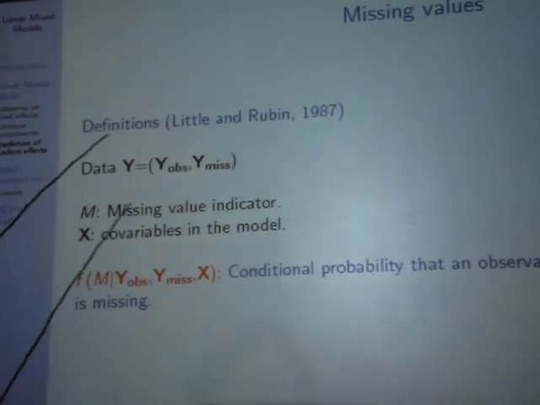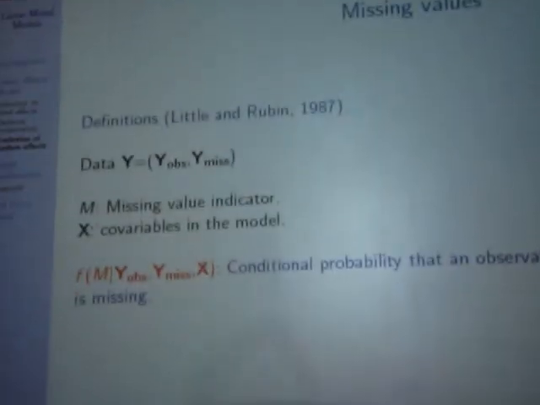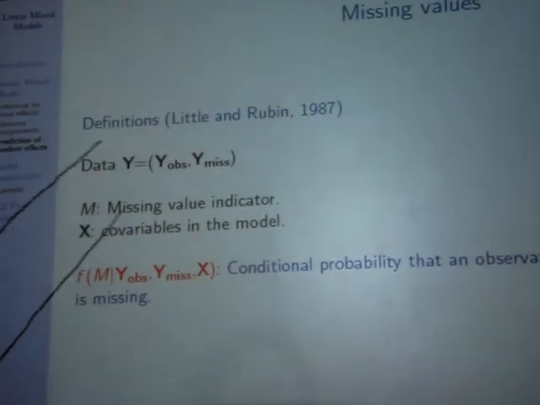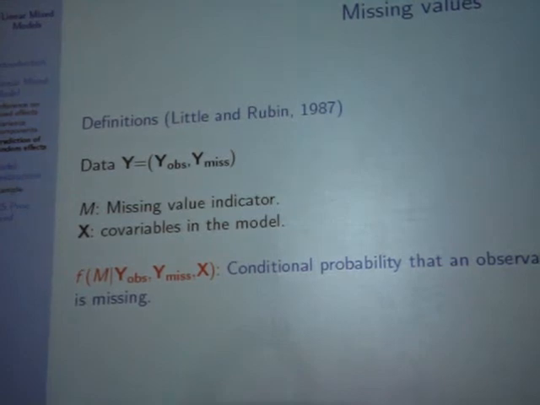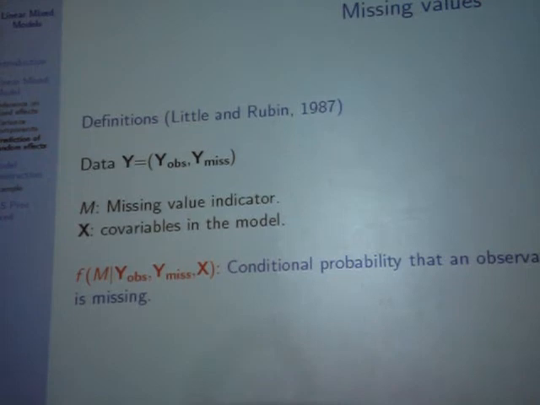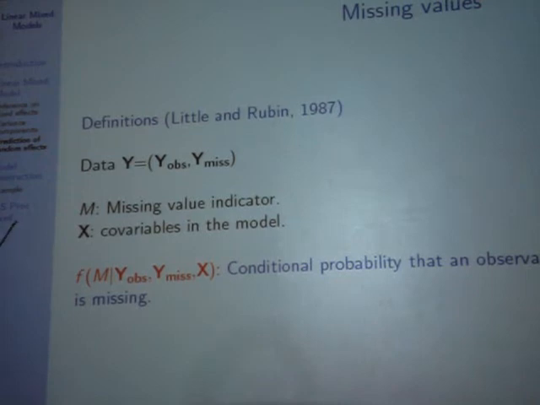So I will give you a few definitions for missing values. Missing values is a very important issue in longitudinal data analysis, and there has been a lot of research in this area. But I will just give you here a few definitions. I will not go too much into details. The definitions have been proposed by Little and Rubin in 1987.